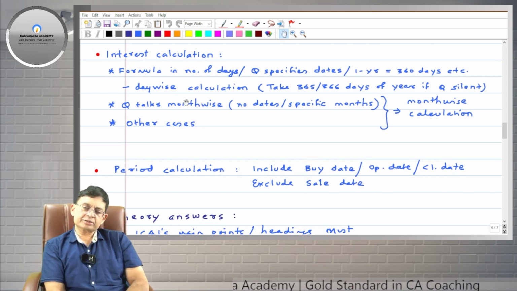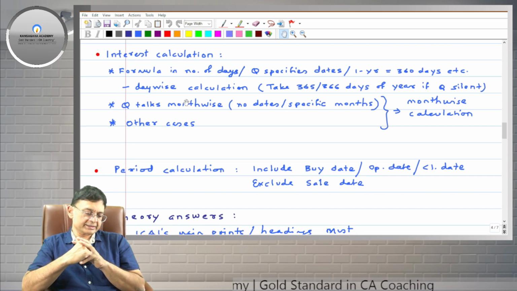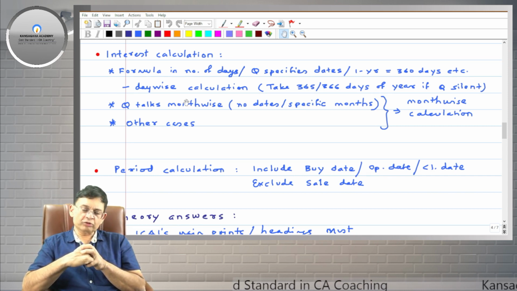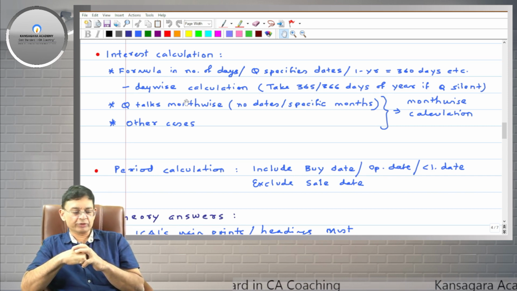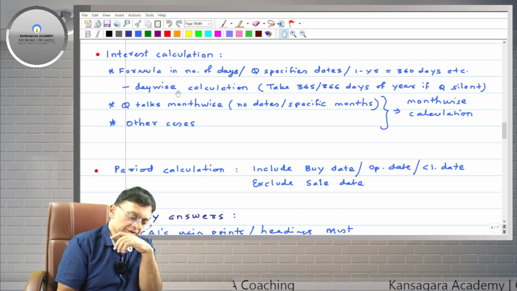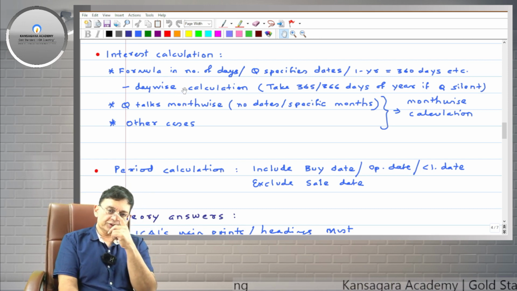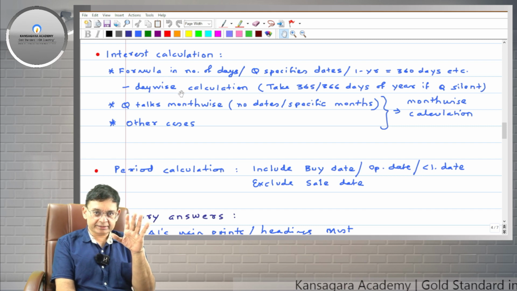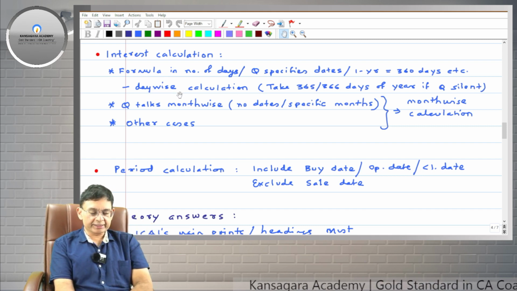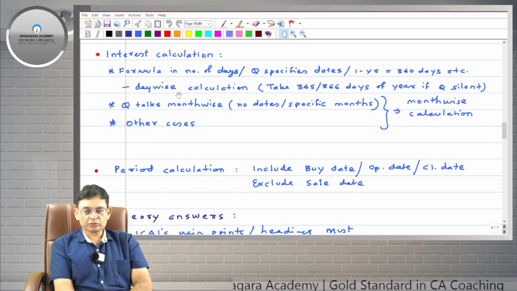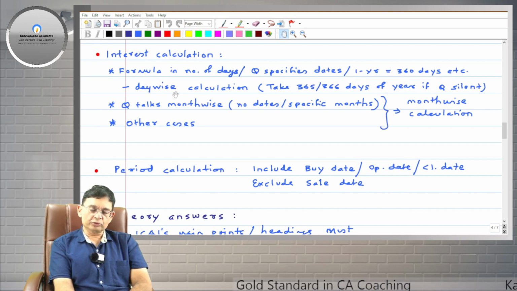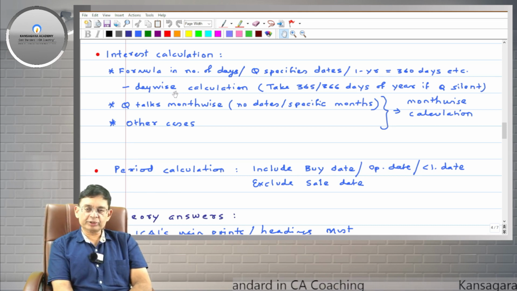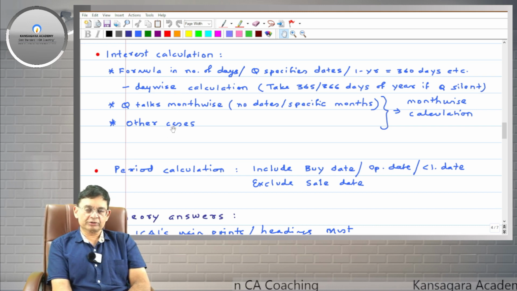So here students, largely you have to follow common sense on whether to do day-wise calculation or month-wise calculation. The rule is that if the question indicates something, say the question has an indication that do day-wise calculation or do month-wise calculation, then do accordingly. And if the question is silent, then do month-wise calculation.